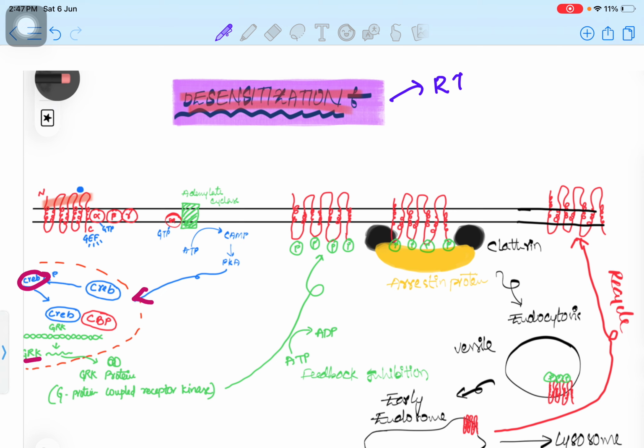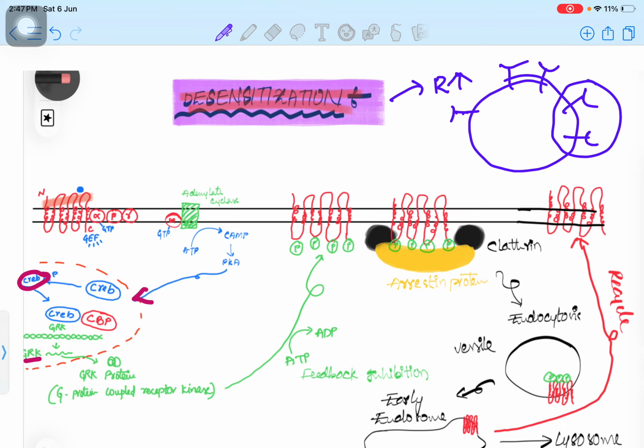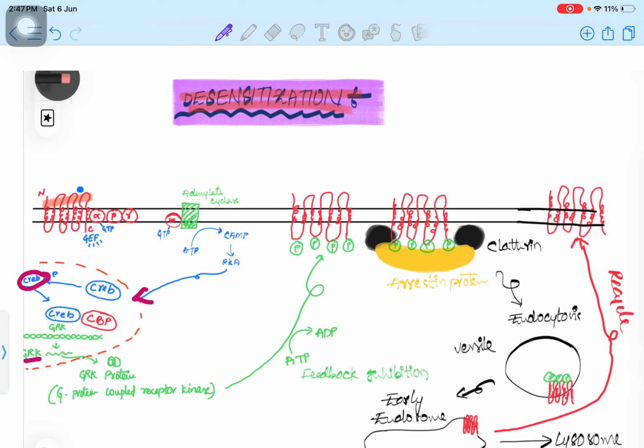Why are we doing desensitization? If receptors are too high on the plasma membrane, for example this is our cell and we have lots of receptors on the plasma membrane, so what will happen? For a particular signaling we don't need this many receptors, so we need to remove them. Okay, a few of them need to be removed.